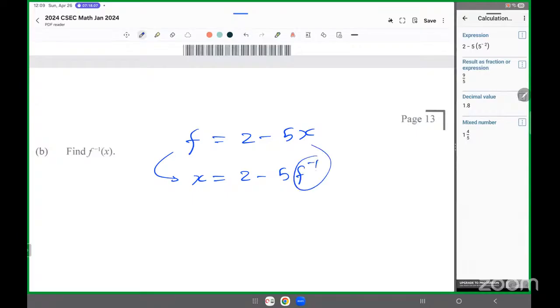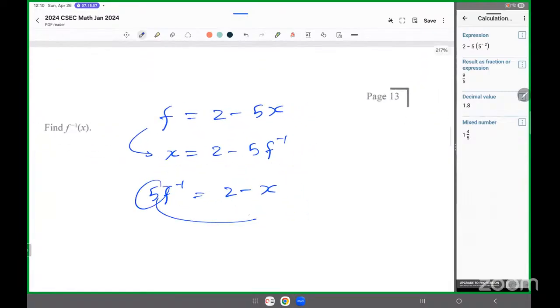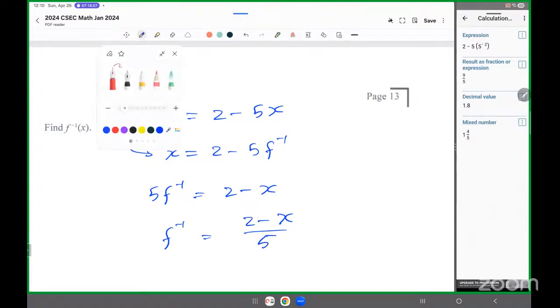And now we try to make this the subject. To make that the subject, we can take all this negative and bring it over to this side first, and then take this x and carry it over there. So we get 5f to the minus 1 equals 2 minus x. Then I'll take this 5 and divide it under here. I will get f to the minus 1 equals 2 minus x over 5. And that is it. You can put in the of x now. f to the minus 1 of x is 2 minus x over 5.